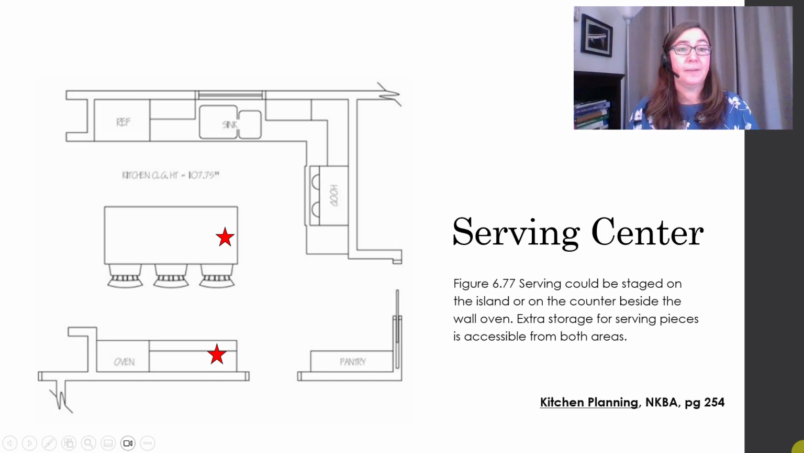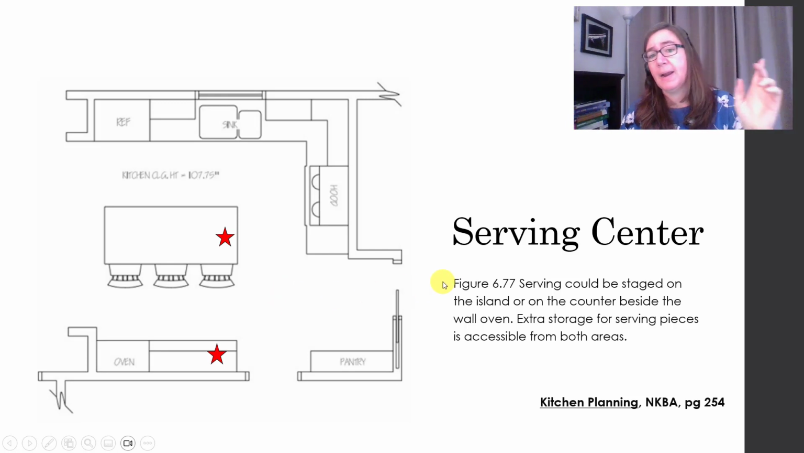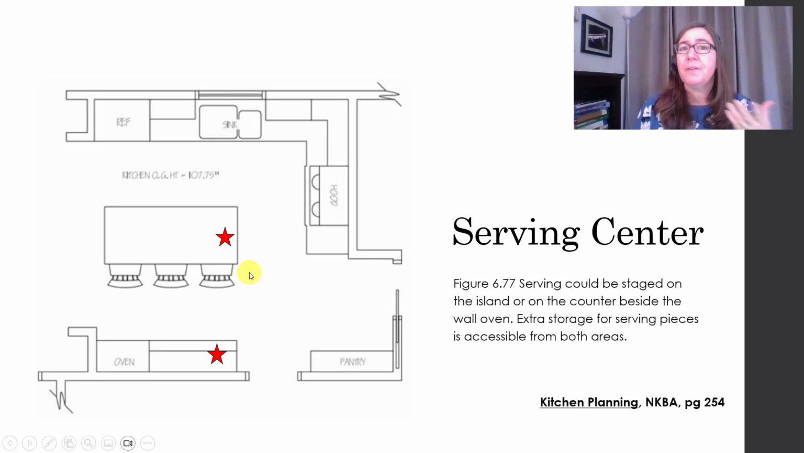Let's take a look at an example. In this floor plan, we have a fairly small L-shaped kitchen with an island. And there's two different options. Let me also tell you the dining room in this case is off to the right through this pocket door. And there's two different options for serving centers in this kitchen.